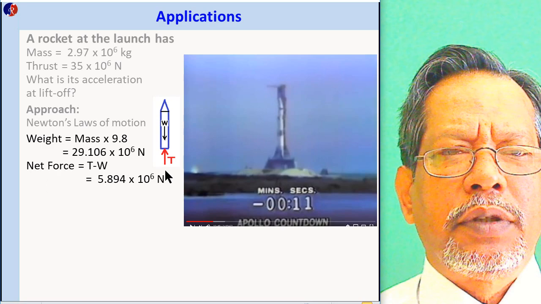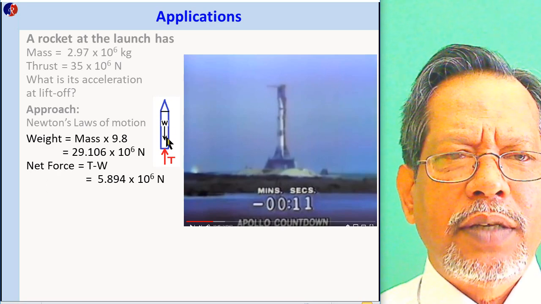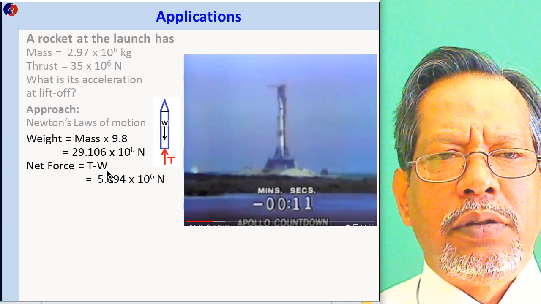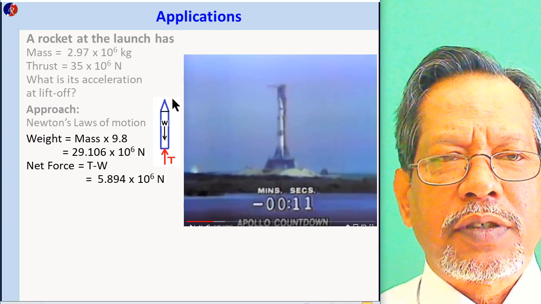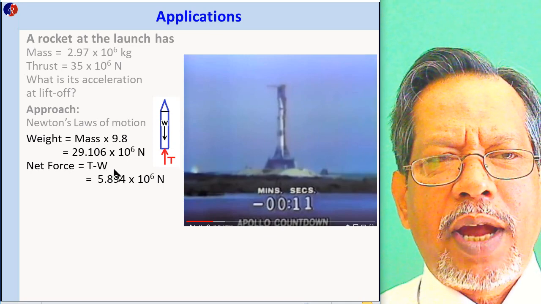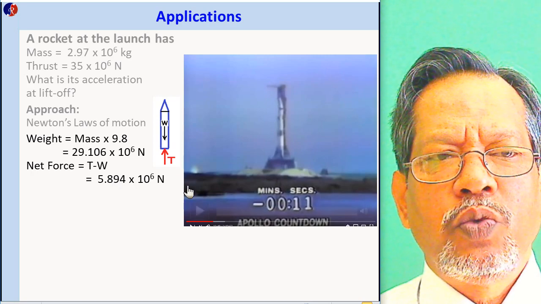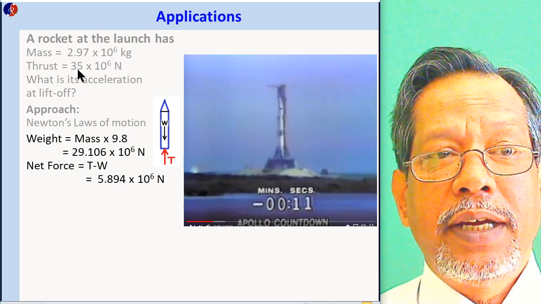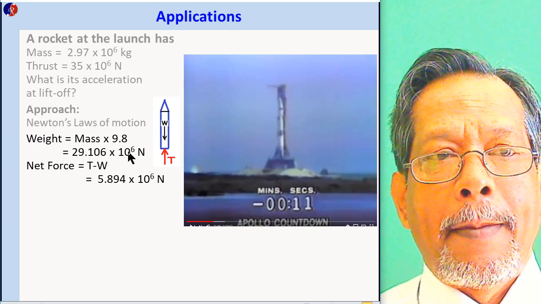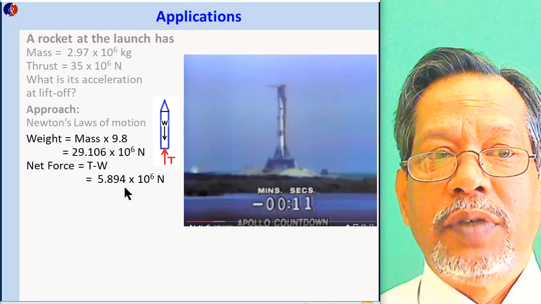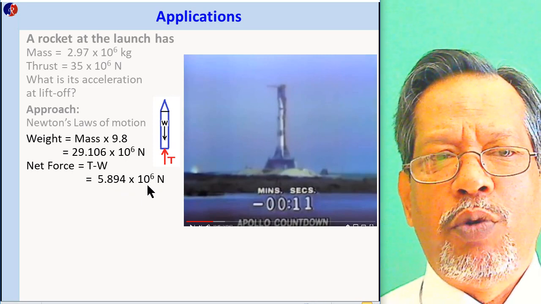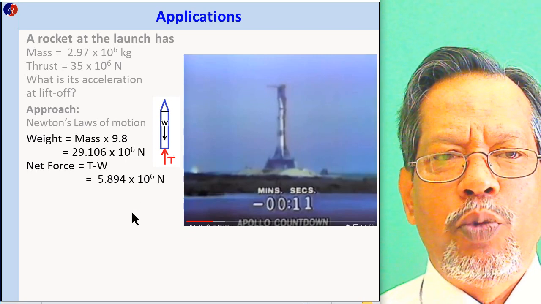Net force. Thrust is acting that way. Weight is acting this way. So net force will be thrust minus weight. Let's say upward is positive. So I'll put thrust as positive and subtract the weight from there. Thrust I get from here, 35 million minus that much. That gives me 5.894 million Newton. That's the net force acting on the rocket upwards.